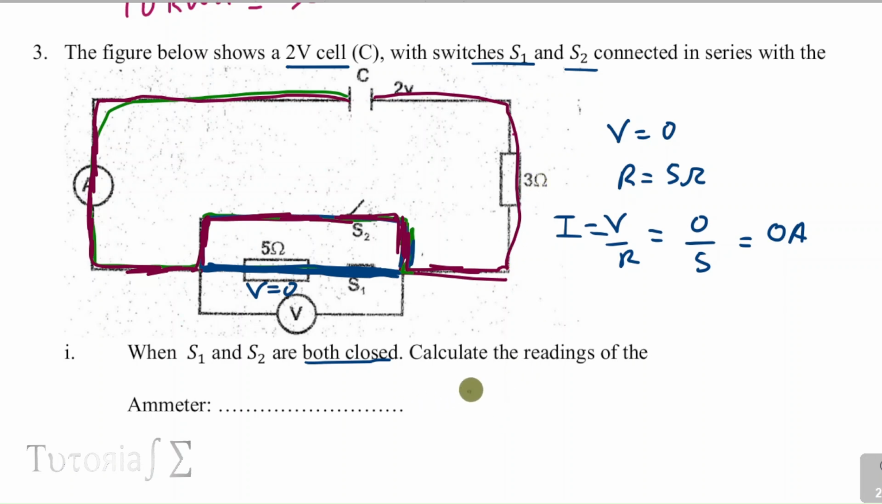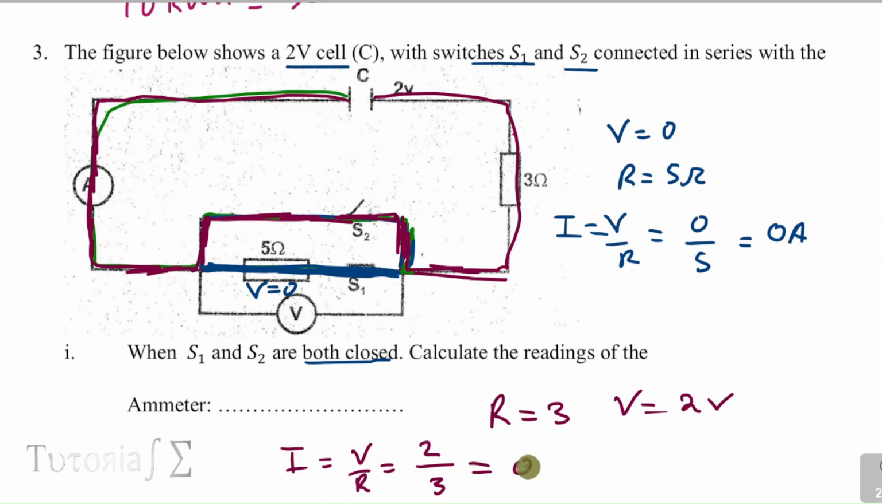Okay, so since current will only be affected by one resistor, we have the 3 ohm resistor and the voltage there is 2 volts. So meaning that the reading of the ammeter will be current, which is equals to voltage over resistance. So the voltage is 2 and the resistance is 3. So this simplifies to 0.666 and repeating amps. So that will be the reading of the ammeter.